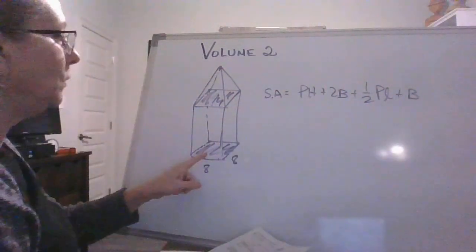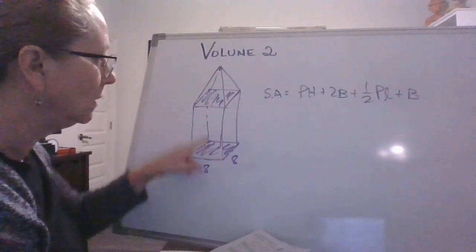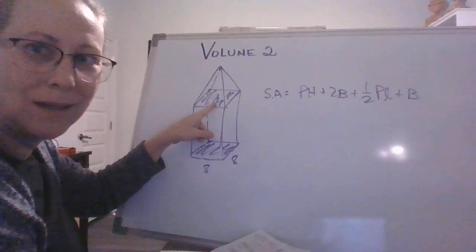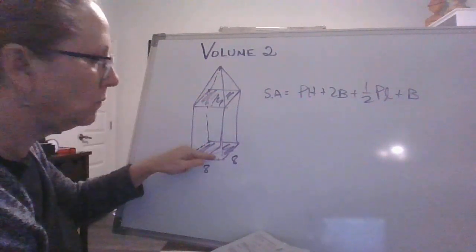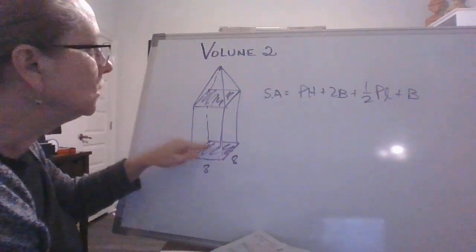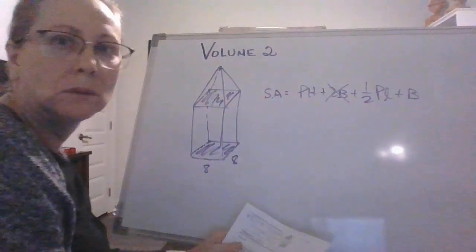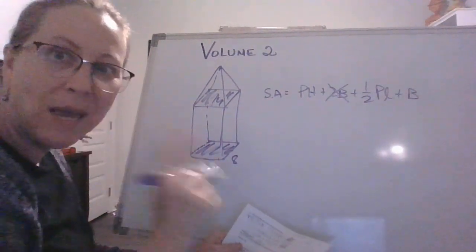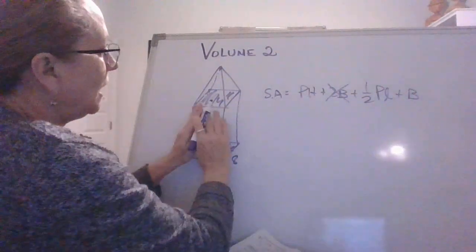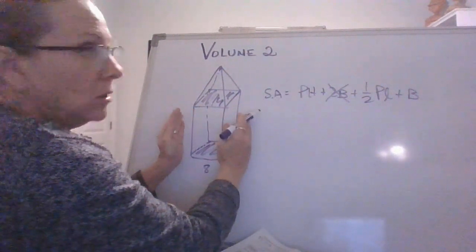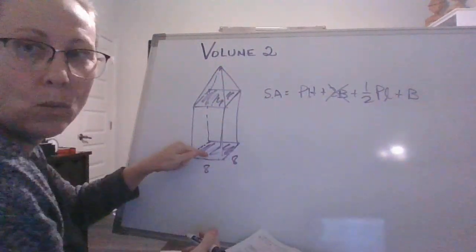Well, we already said, hey, we only actually have one 8x8 base. We have this one. This one's on the inside. So we don't need the base of the pyramid. We only need one base total. So what we'll do is we'll just get rid of these two, because there's only one base. That's it. We do need the perimeter times height, which is the lateral surface area here. We need the 1/2 PL, which is the lateral surface area here, and just that one base.